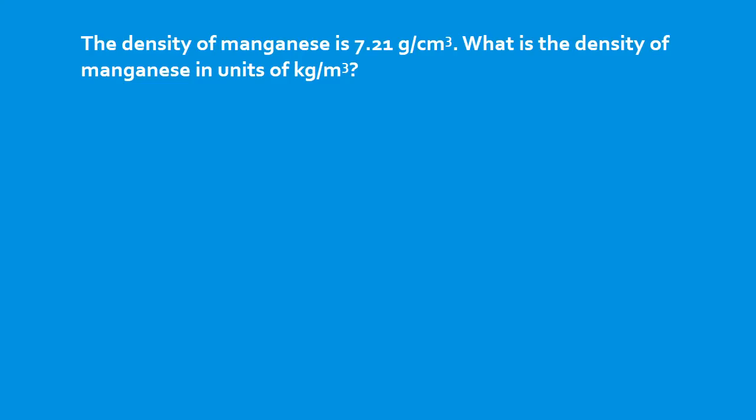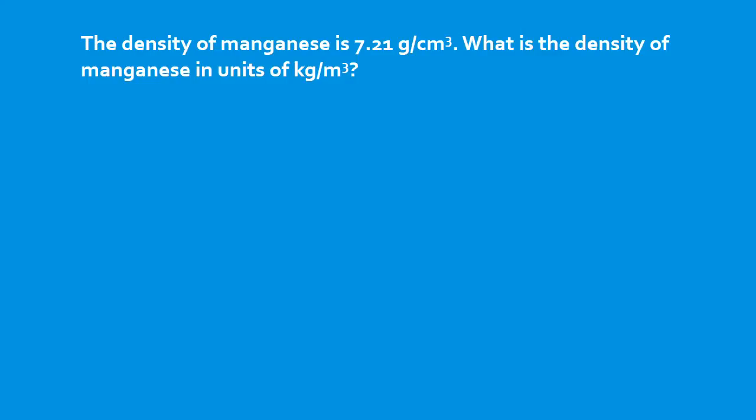Okay, in this question we're given the density of manganese as 7.21 grams per cm cube. We want to convert the density to kilogram per cubic meter. So this is a bit different to what we've been doing before. Before we've been converting single units. Now we want to convert 2 units at the same time. But the steps will still be the same. We can only convert 1 unit at a time.